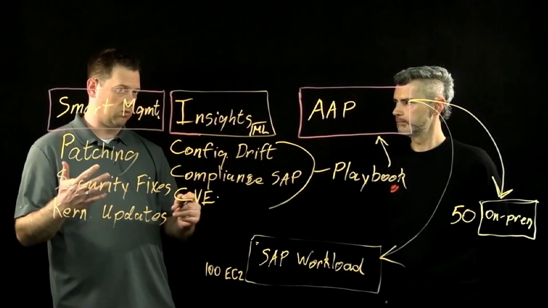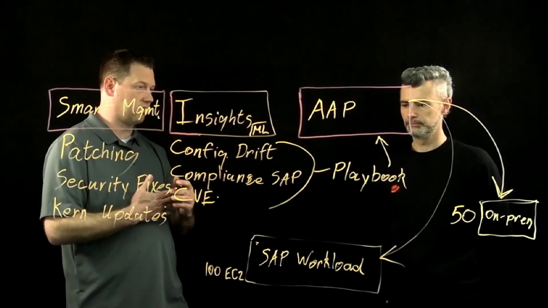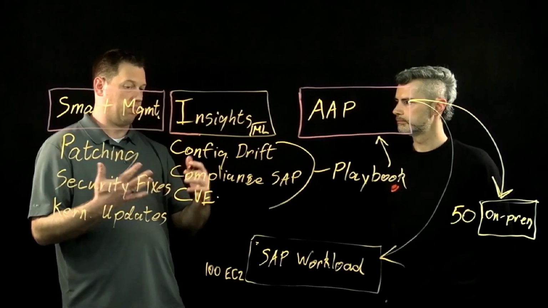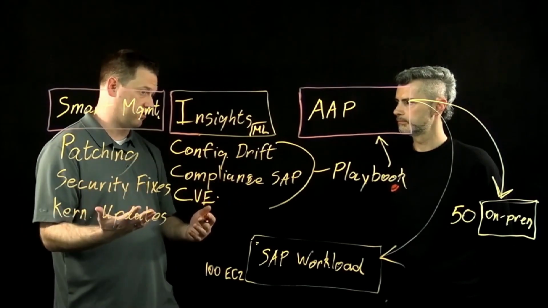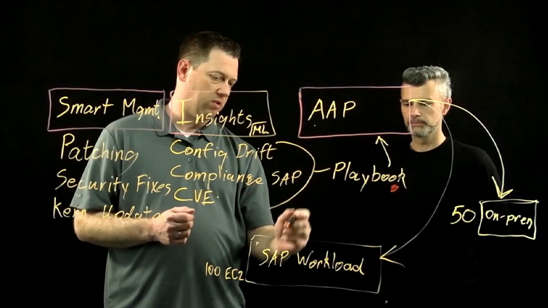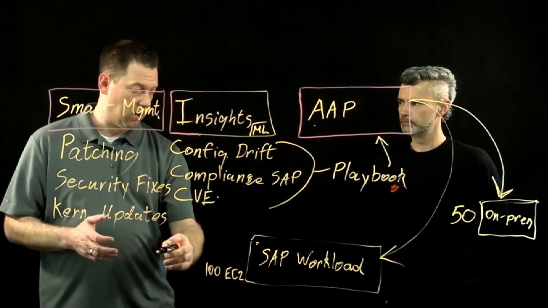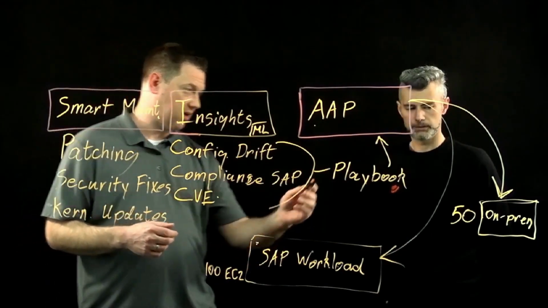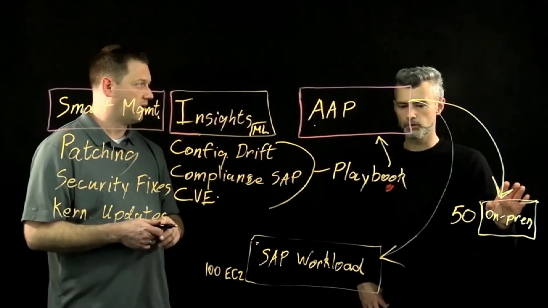And so whenever we write some sort of automation for applying an update, for instance, we're able to use the same platform, Ansible Automation Platform, to affect our on-cloud instances and our on-prem instances. On-premise, that's completely the same.